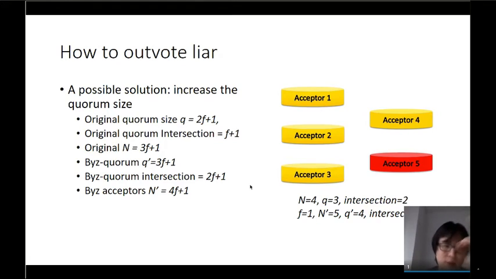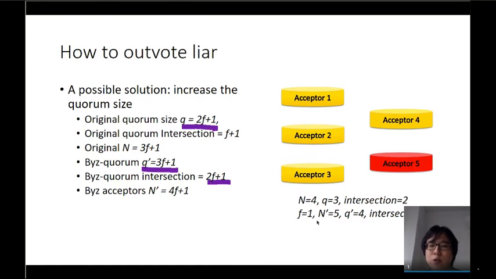So the solution is that we increase our quorum from 2F plus 1 to 3F plus 1, right? So in that case, any two quorums will have 2F plus 1 acceptors in common. And with that 2F plus 1 acceptors, there must be F plus 1 real acceptors. There can be at most only F fake acceptors. So the F plus 1 real acceptors can beat the F fake acceptors.